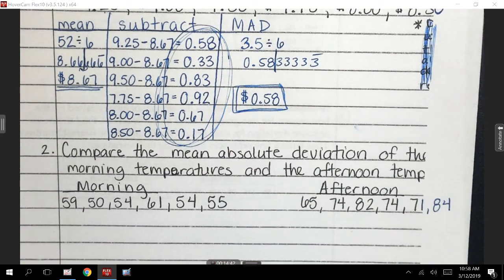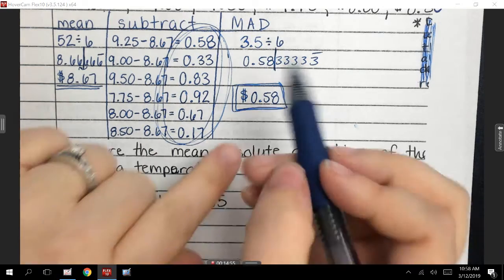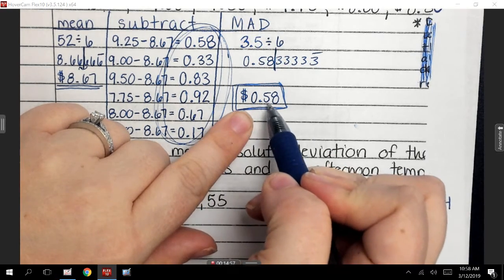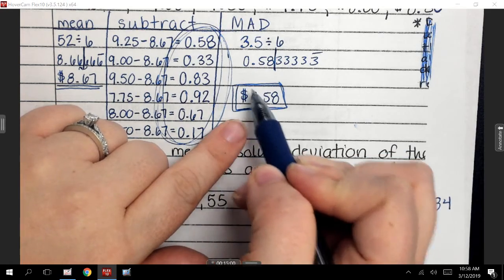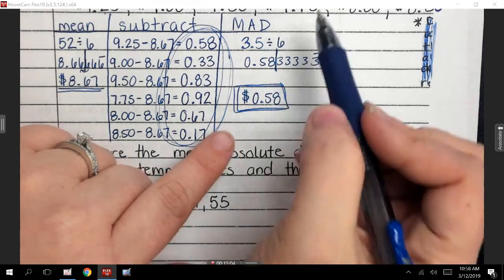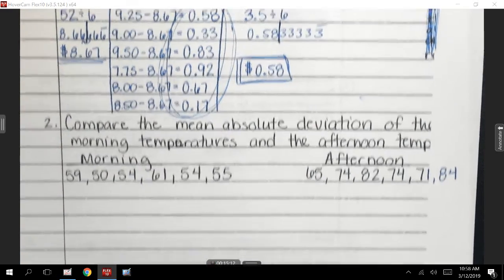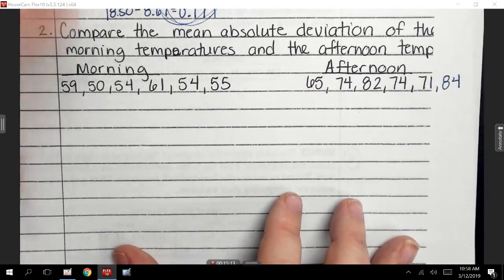All right. Well, let's look at number 2. Yes, Hunter? Say that again. I'm sorry. This is $0.58. Is it 0.58 cents? No, it's 58 cents. So if you're using a dollar sign in the problem, use a dollar sign in your answer, or it's going to throw your answer off, okay? Good question.